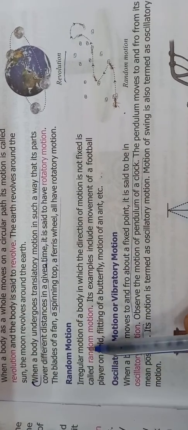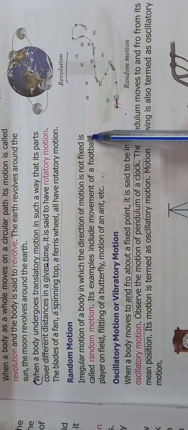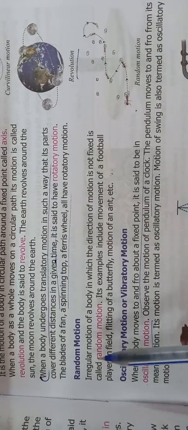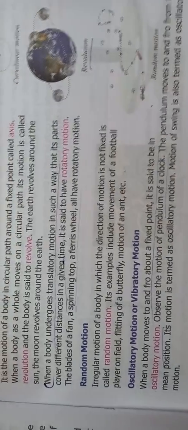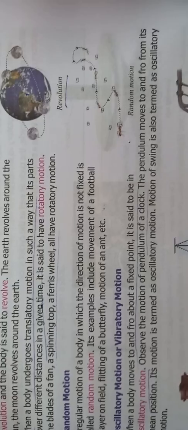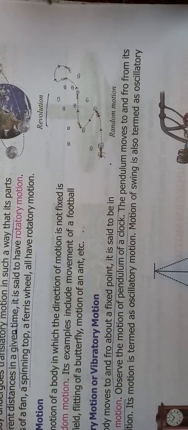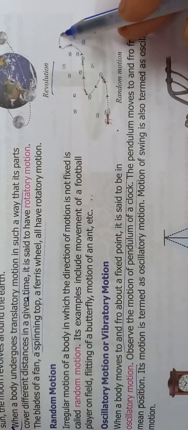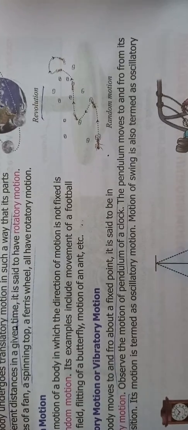Random motion means irregular motion of a body in which the direction of motion is not fixed. Okay, see, this is random motion, this is irregular motion. So irregular motion of a body in which the direction of motion is not fixed is called random motion. Its examples include the movement of a football player on a field, the flitting of a butterfly, the motion of an ant. Okay, the motion of an ant is irregular motion, and this is also called random motion.